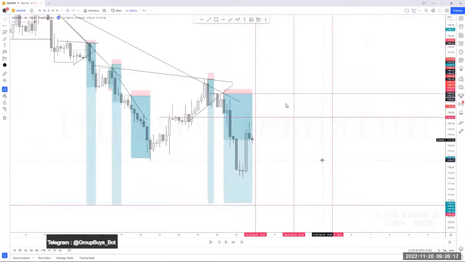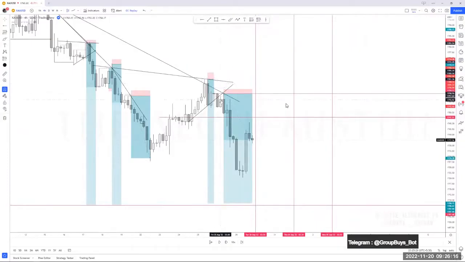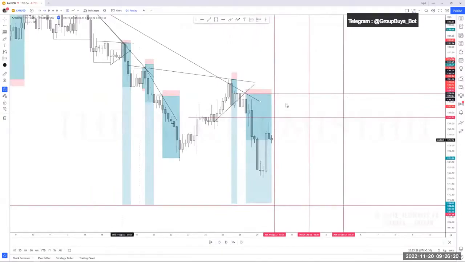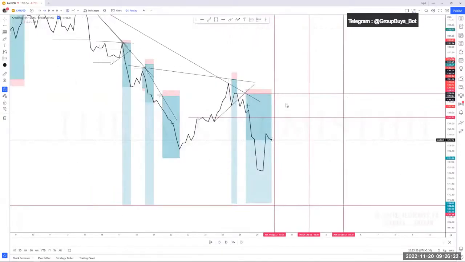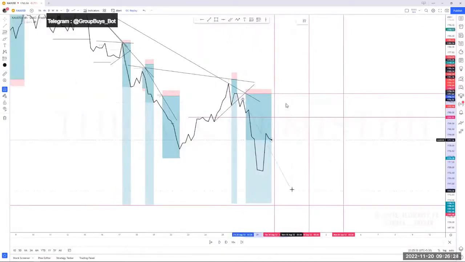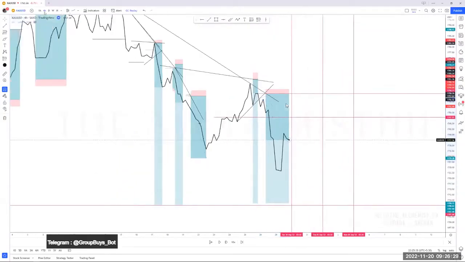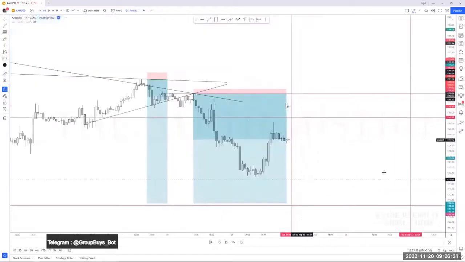Do we have any confluence? Engulfing. No, this is engulfing. No. We can't draw a trend line like this, it's too steep. You can see that, right? No trend lines on the 4-hour. Let's go to the H1.